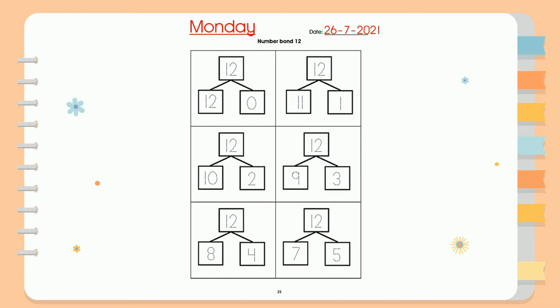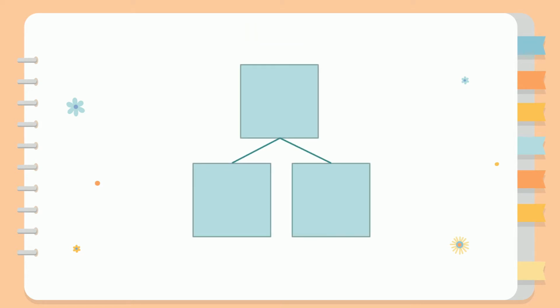So, do you know how to make number bond 12? So now, let's see together. What is the number bond pattern? Now, let's see together and read together. 12 and 0 is 12.